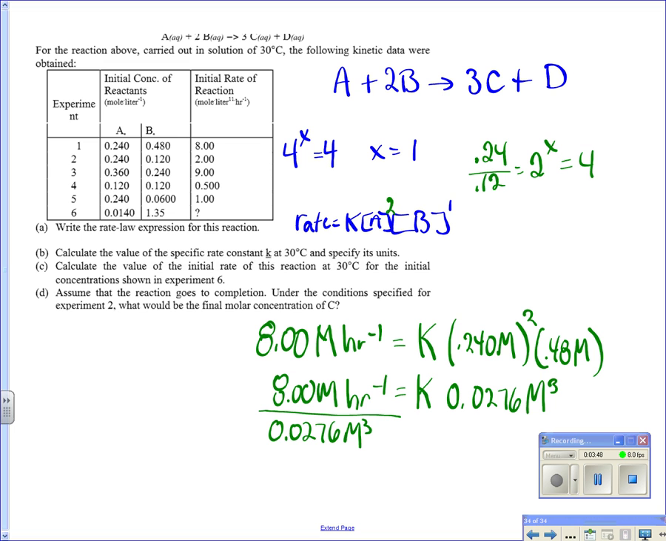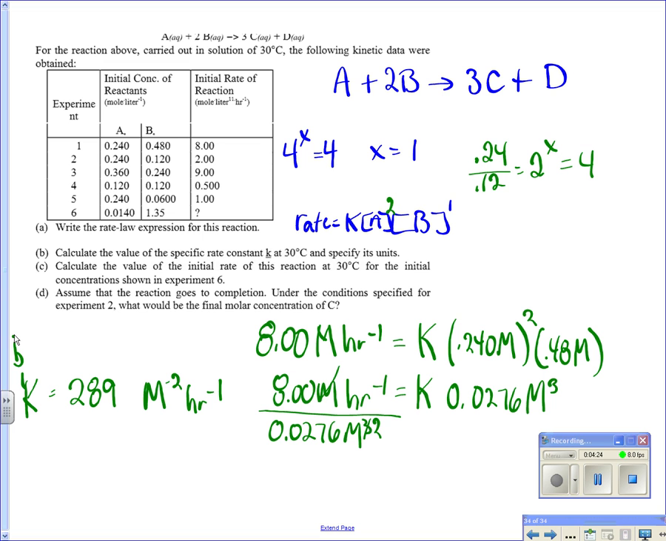If you solve this out, my molarities will cancel one of the molarity down here. I'm going to move everything to the top, and so my unit is going to be molarity to the negative 2, hour to the negative 1. If I divide that out, I end up with approximately 289. I'm going to round it to just 3 sig digs because of the data that's given to me. So this equals K. I know my rate constant is 289 molarity to the negative 2, hours to the negative 1. So that's my answer to B.